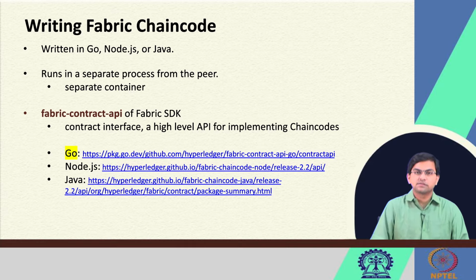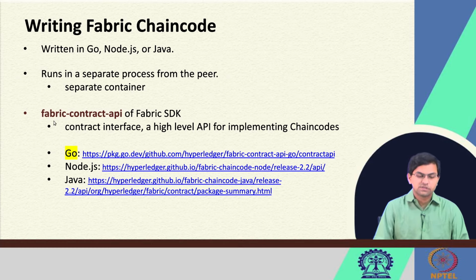So, these smart contracts or chain codes when deployed run in a separate process from the peer. When we deploy the chain code, it will be deployed in each peer. So, each peer will have its own copy of the chain code, and these peers will be running them as separate processes. We will be using the Go programming language for this particular tutorial.